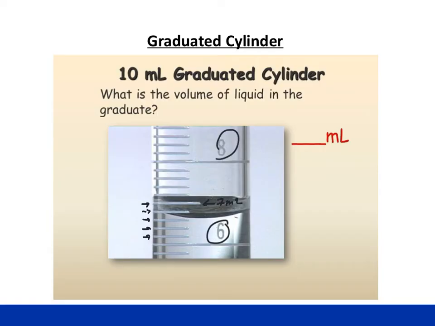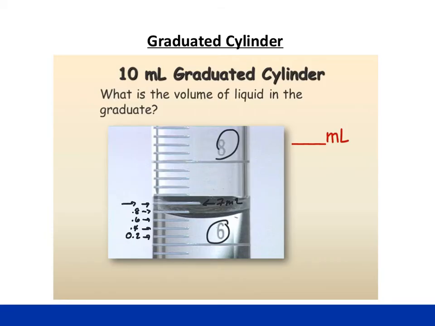Okay? We know that if we take 10 markings divided by 5, that's 2. So we know that we are counting up by 0.2. So this is 0.2, 0.4, 0.6, 0.8, and then we get to our new 1 milliliter up.